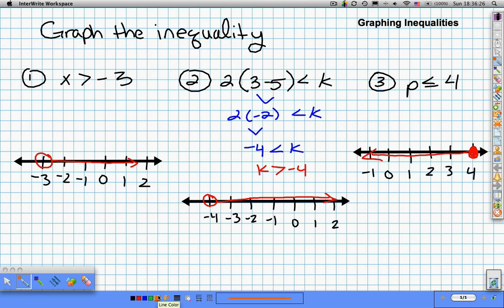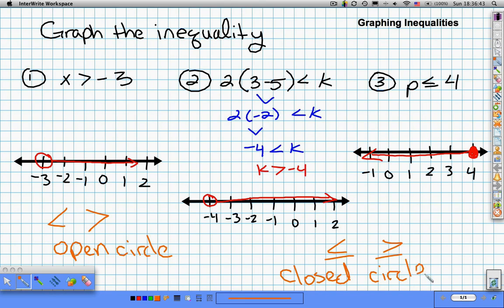So just remember, if it's greater than or less than, it is an open circle. If it is less than or equal to or greater than or equal to, then it is a closed circle. That's it.